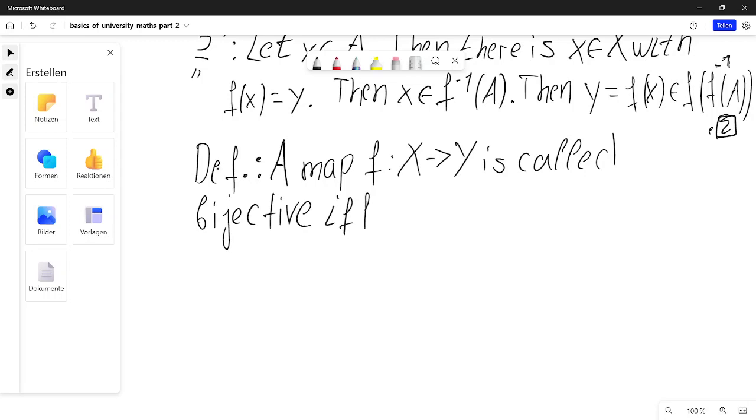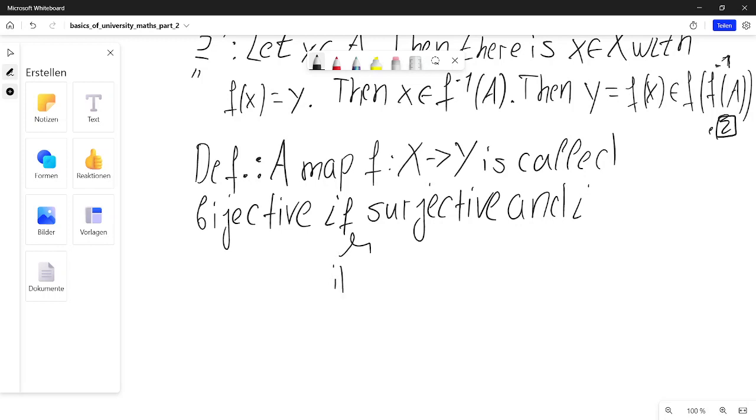if, and in definitions we don't write if and only if, but of course it's always if and only if, if we only consider the meaning. But the custom is just if, because it's obvious that it is if and only if. If it is surjective and injective, both at once.